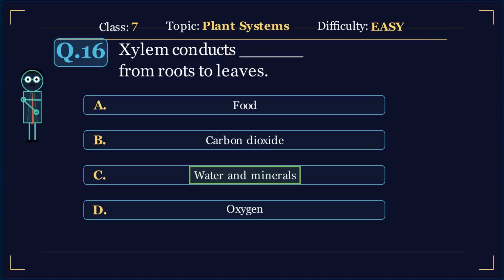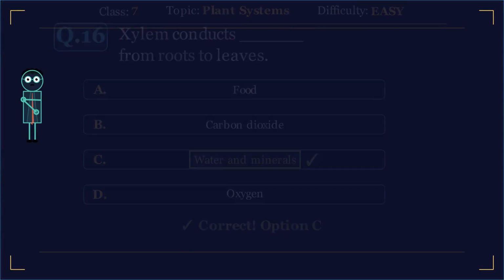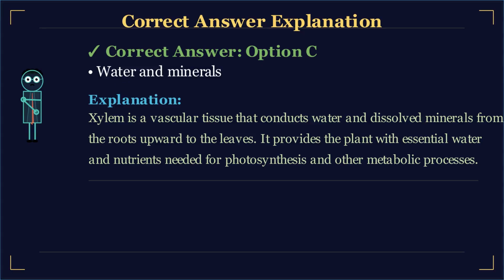The correct answer is option C. Here's the explanation for the correct answer. Xylem is a vascular tissue that conducts water and dissolved minerals from the roots upward to the leaves. It provides the plant with essential water and nutrients needed for photosynthesis and other metabolic processes.